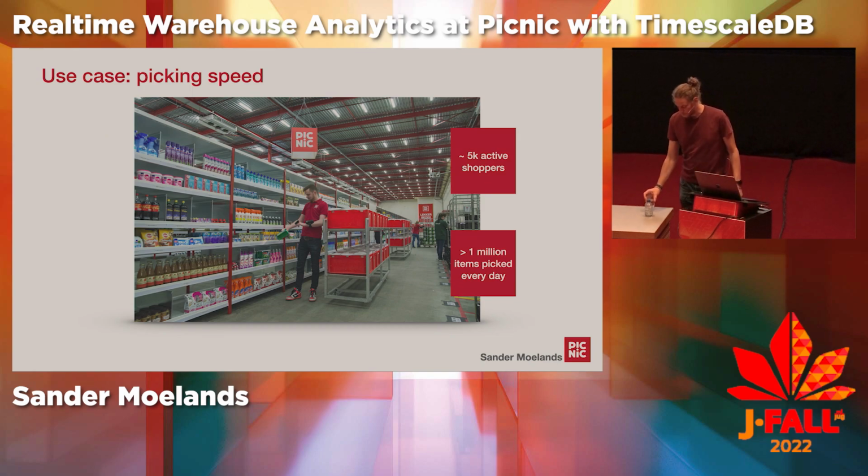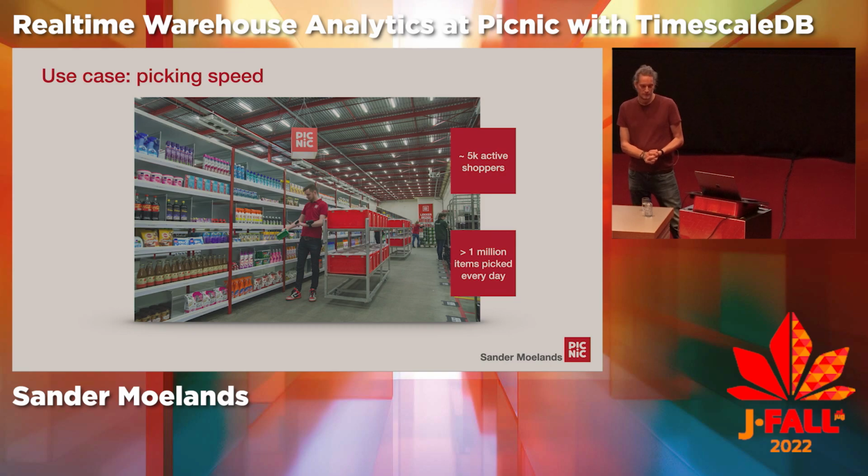And to make this a bit more explicit, I have two small use cases as well. One is about picking speed. We have a warehouse, and in that warehouse we have people walking around. We call them shoppers. These shoppers are the people that do the groceries for our customers. Instead of doing it for one customer at once, they'll do it for a couple of customers at the same time. And we really want to know, okay, but how fast are these shoppers? How quick do they do their job?